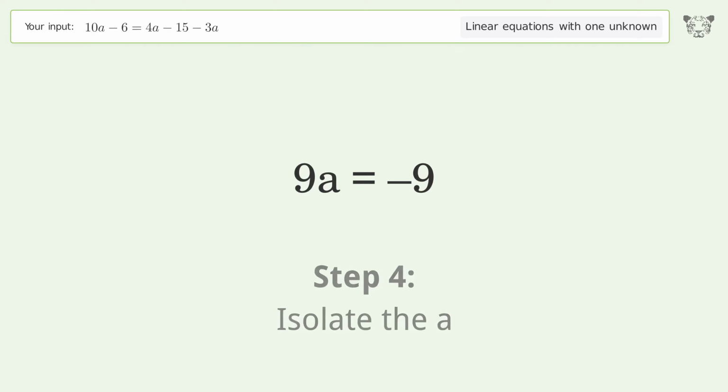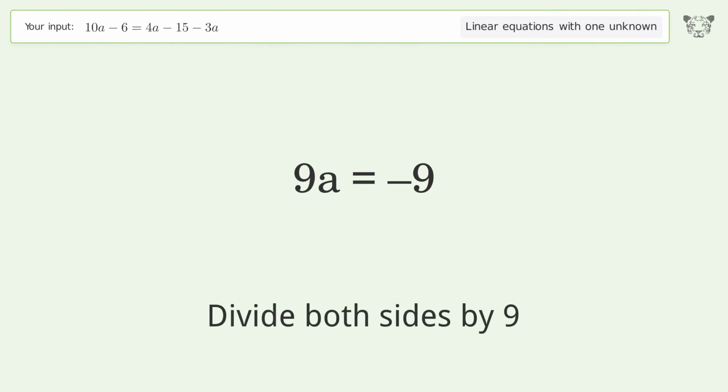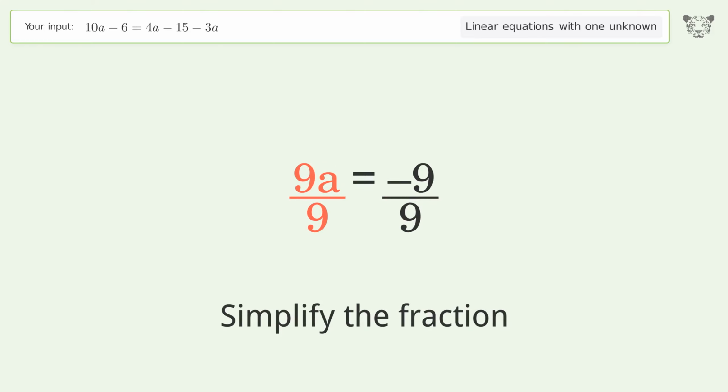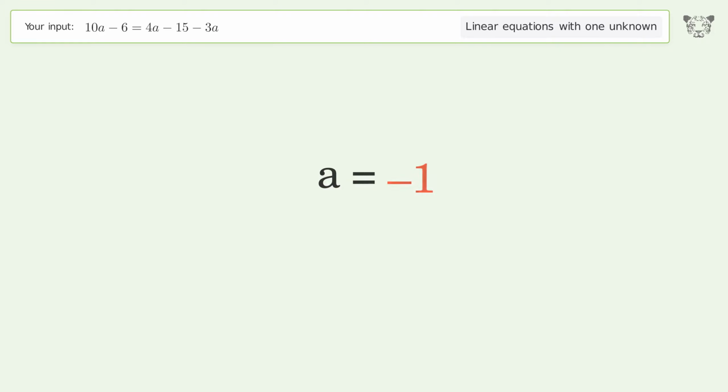Isolate the a. Divide both sides by 9. Simplify the fraction. And so the final result is a equals -1.